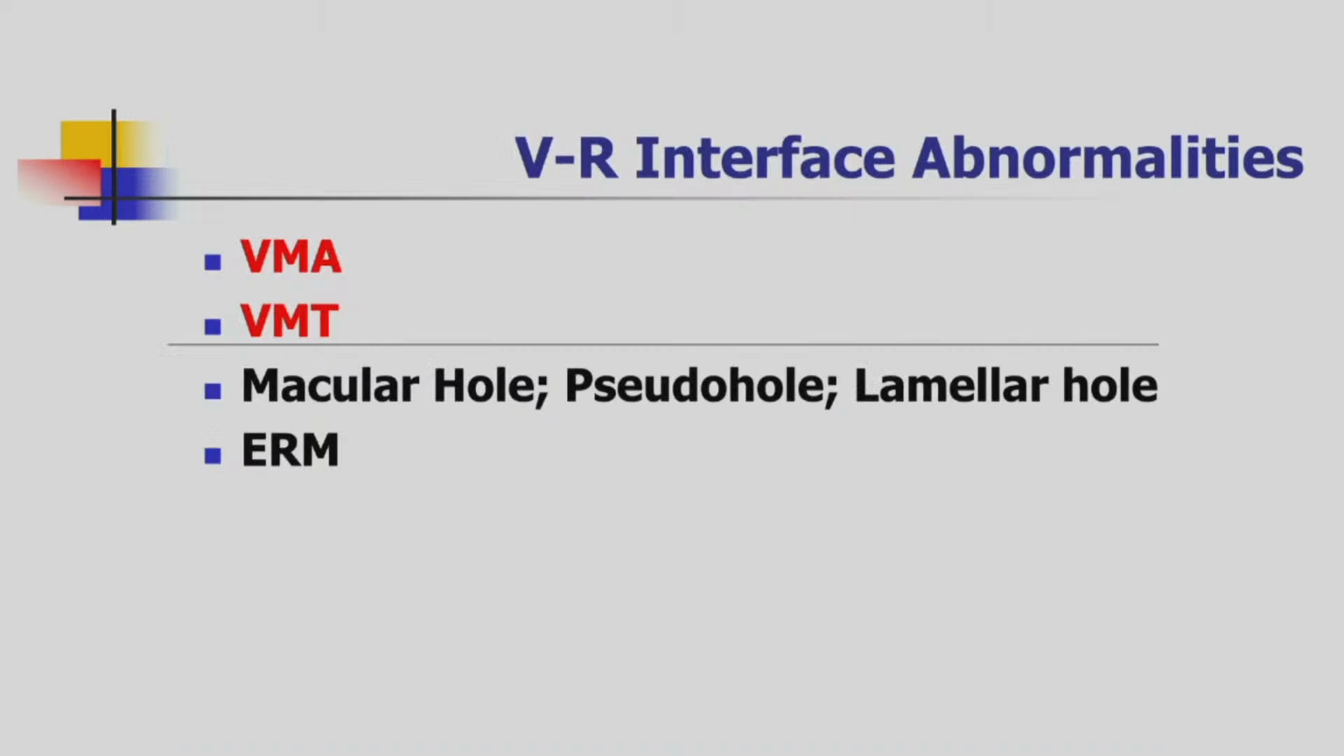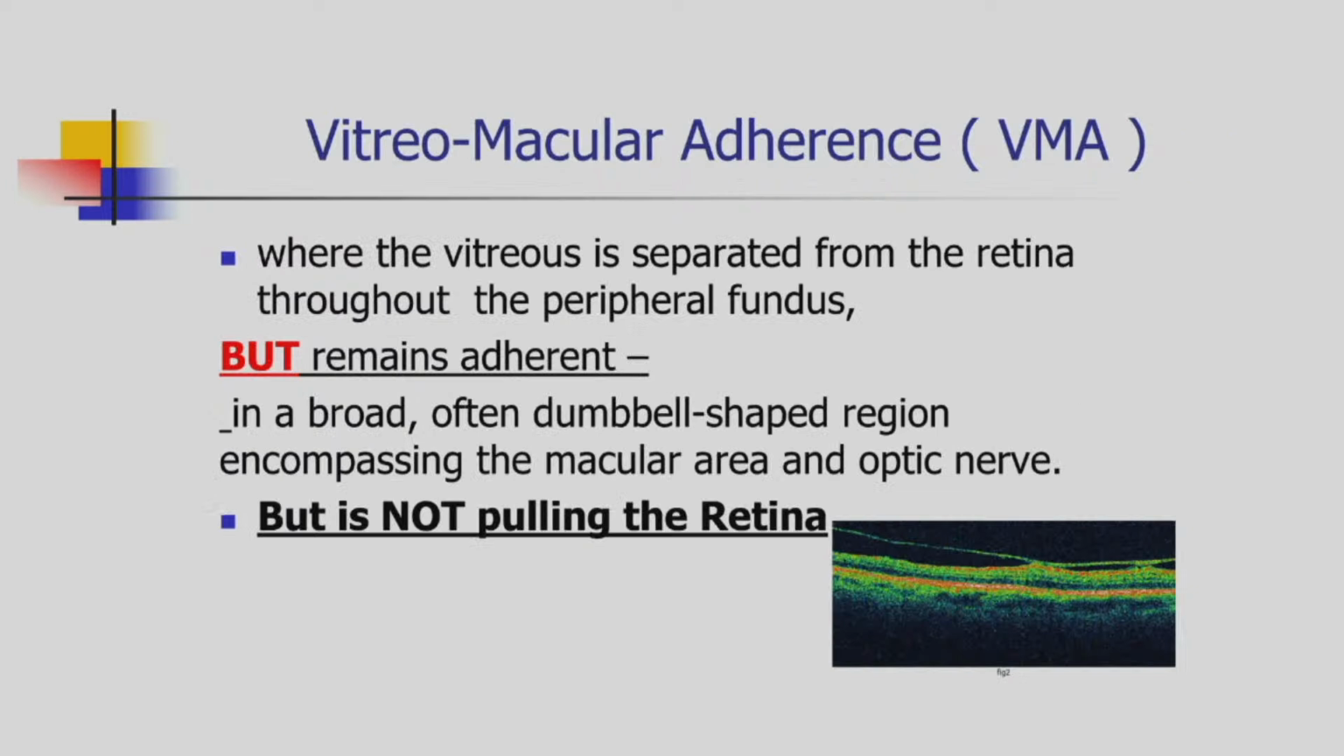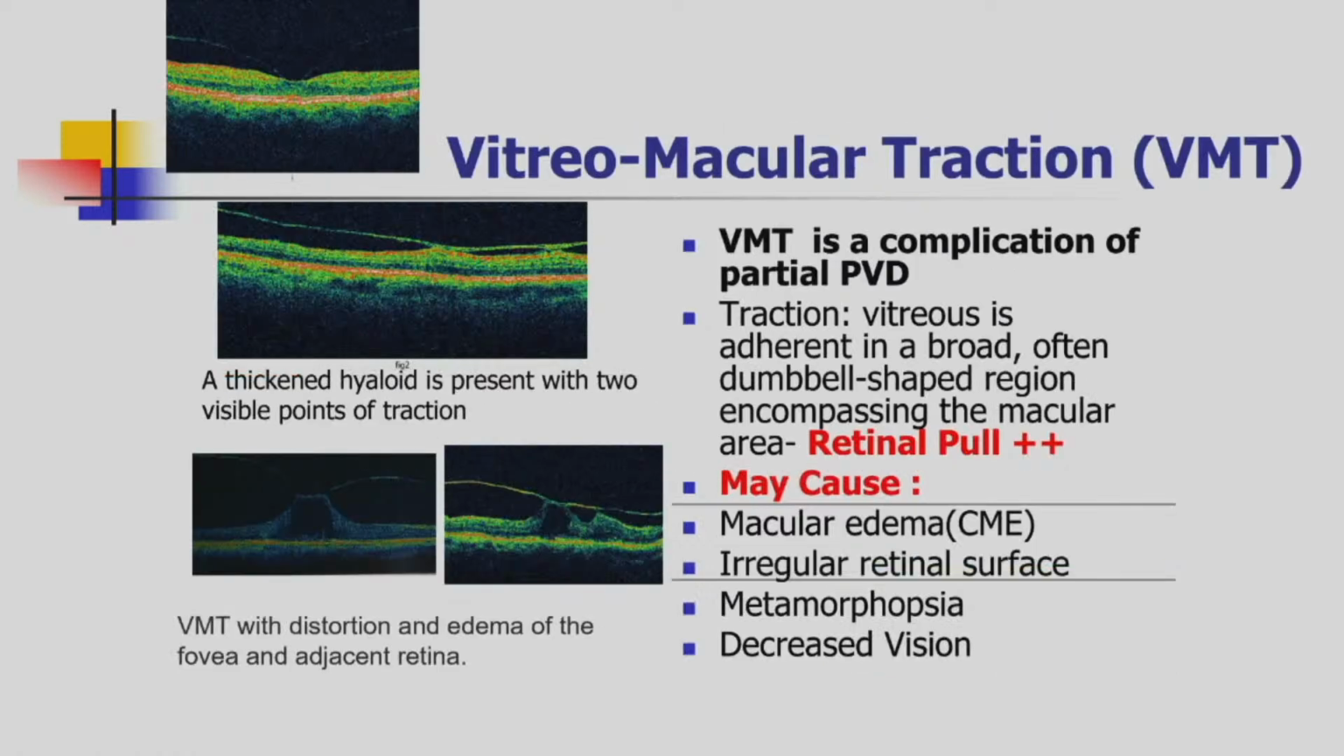So we'll just touch upon these pathologies, VMA, VMT, ERM, and macular hole. So VMA is, when the vitreous is separated as is shown in this figure, but remains adherent here. But there is no element of pull onto the retina. And since there is no pull, generally the patient is asymptomatic. And if it is pull, then it is known as VMT. If you see figure on the lower right side, this retina is getting pulled up now. So this is known as VMT. This is not VMA now. This is converted to VMT.